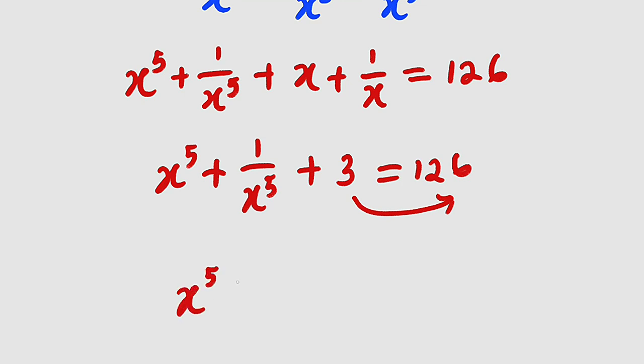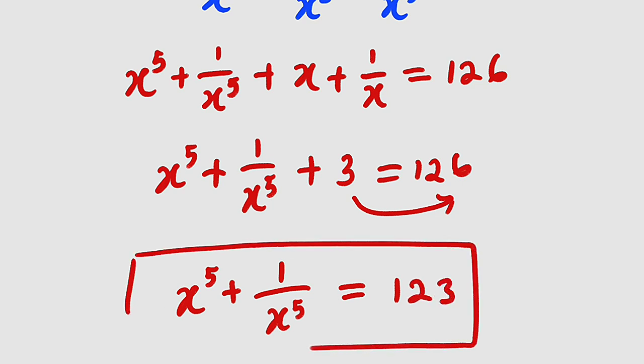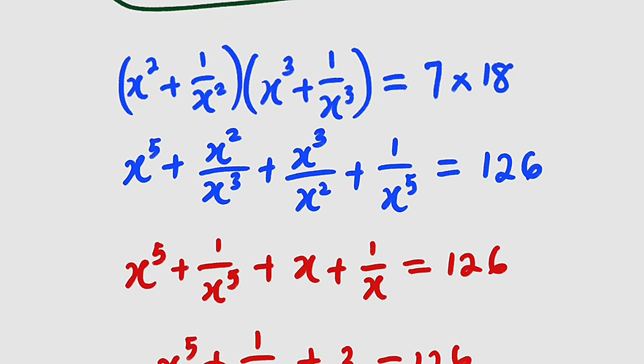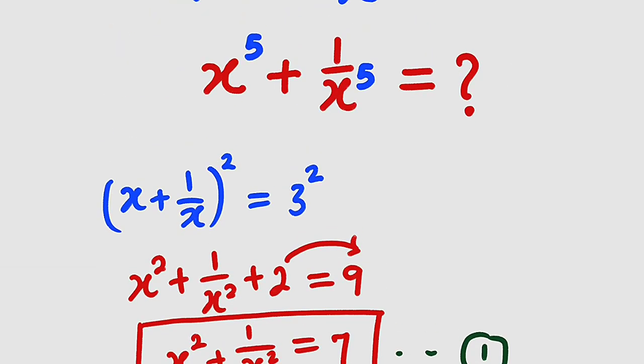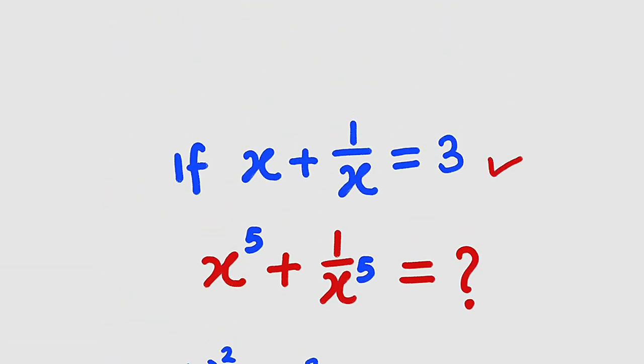Finally, x to the power of 5 plus 1 divided by x to the power of 5 is nothing but 123. And this is just the solution to this problem. X to the power of 5 plus 1 divided by x to the power of 5 is nothing but 123, provided that this particular equation is true. But if you like, you can solve the equation, substitute the value of x into this expression.